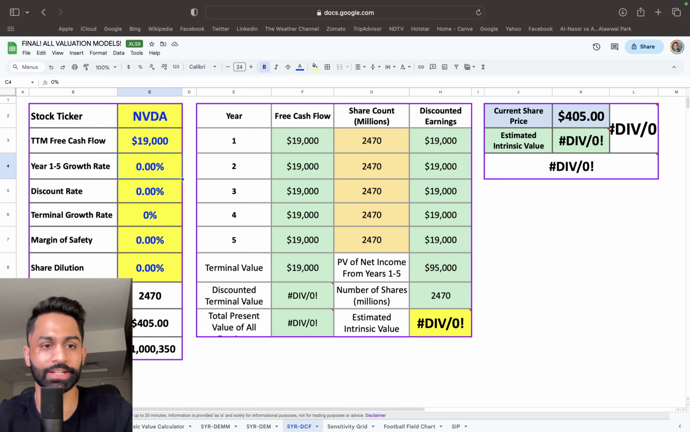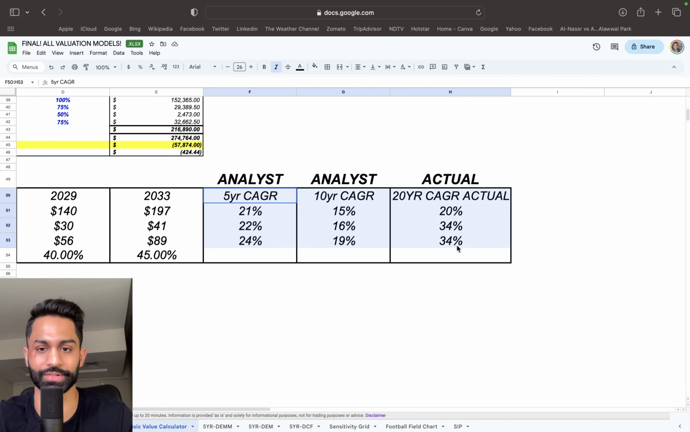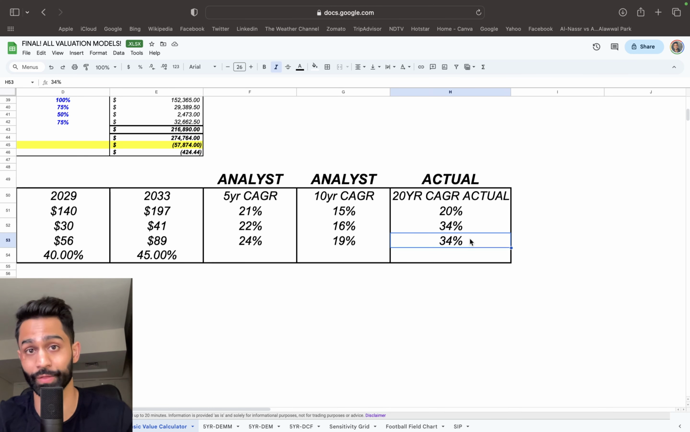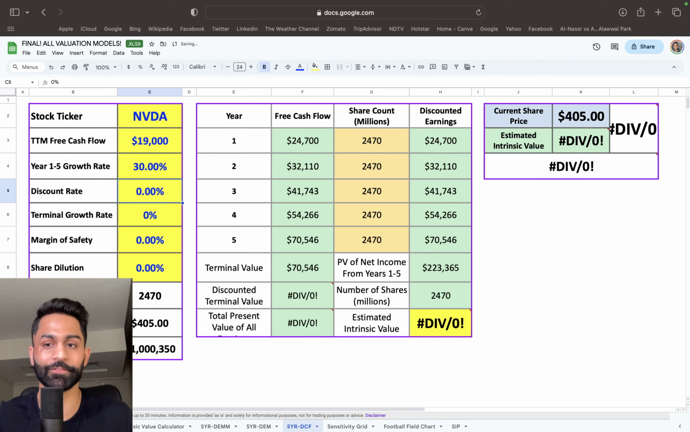Let's go with 35%. Year 1 through 5 growth rate, right? So what is going to be that growth rate for the next 5 years for Nvidia? And this is where we come back to this analysis over here. In the past, they've grown 24% on a 5-year basis, or that's what the analyst expectations are. In the past, they've grown by 34%. So let's go ahead and put down 30% growth, right? 30% I think is a very, very reasonable number for free cash flow growth.